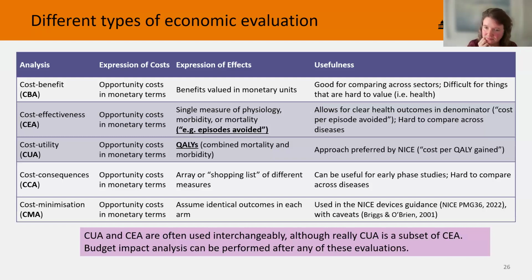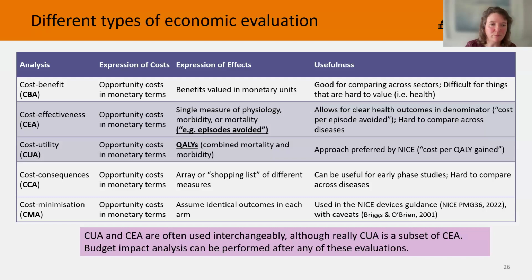Cost minimization is another one. We don't tend to use it much because it requires a bold assumption of identical outcomes in each arm, which is almost never true. It is used in devices where the assumption is that the device streamlines the pathway but doesn't necessarily change the outcome. I think it's slightly problematic, but that's where we are at the moment.